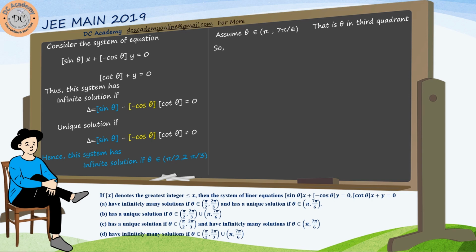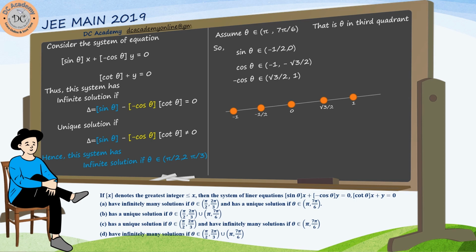So therefore, in this case, sine theta belongs to 0 to minus half, and cos theta belongs to minus 1 and minus root 3 by 2. We can easily calculate sine pi, sine 7 pi by 6, cos pi, cos 7 pi by 6 in normal form. So based on that, we can easily go ahead. Here minus cos theta belongs to root 3 by 2 and 1, right? Now, if I consider the number line in this particular case and consider these typical points, we can say that sine theta lies between minus half and 0.